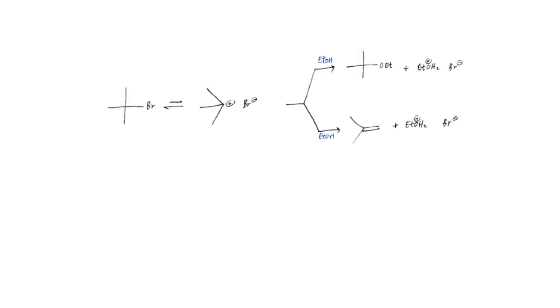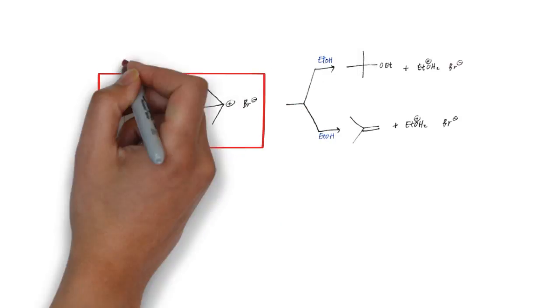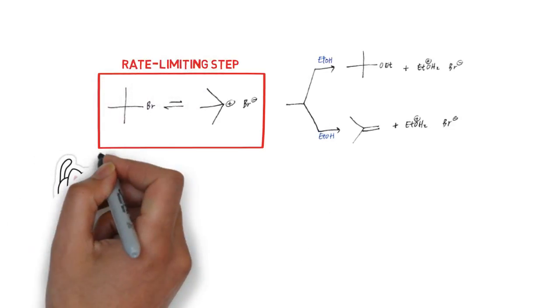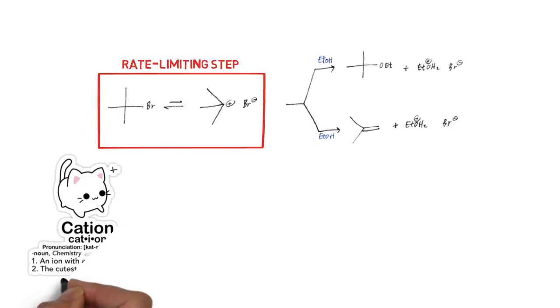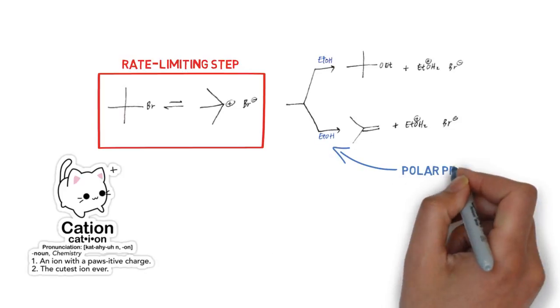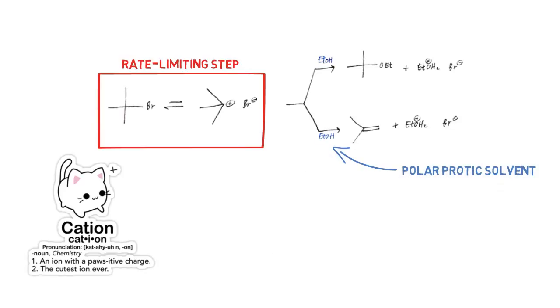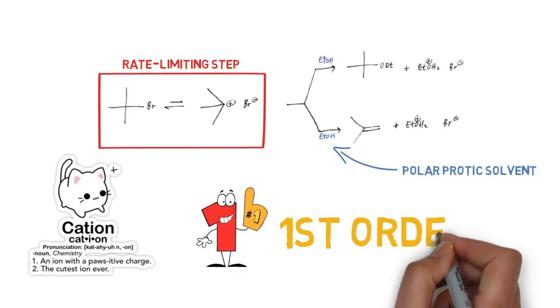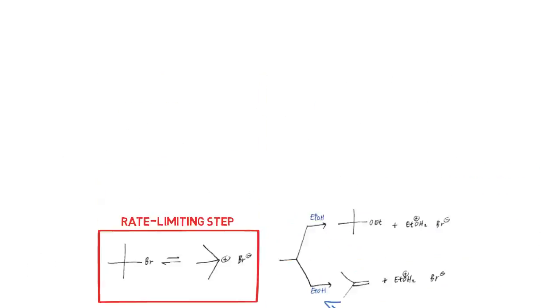For both Sn1 and E1 reactions, the rate-limiting step is the first step, where the molecule undergoes a Lewis acid-base dissociation to form a carbocation and an ion. This is also why you need a polar protic solvent in Sn1 and E1 reactions, contrary to the preference of polar aprotic solvents in Sn2 and E2 reactions. Because the rate-limiting step only involves one molecule, Sn1 and E1 reactions are first order.